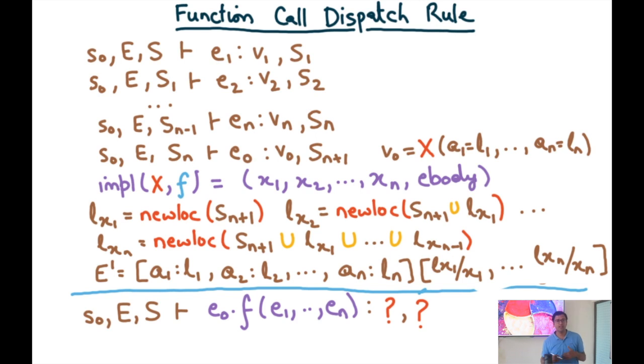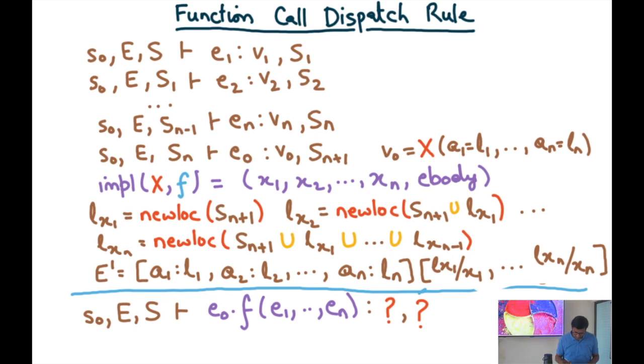What are x1, x2, xn? x1, x2, xn are the formal argument names, right? Because recall that implementation of xf is x1, x2, xn and e body. So x1, x2, xn are just the formal argument names coming from the implementation of x. And what do we want to map them to for E prime? We want to map them to LX1, LX2, LXN. What are LX1, LX2? Newly allocated locations.